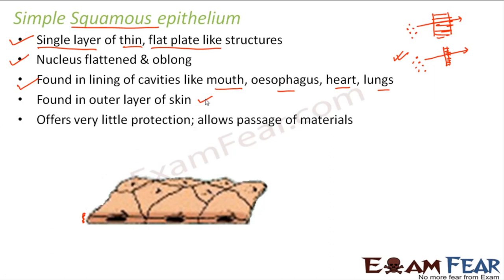It offers very little protection, but allows passage of materials. Now why does it offer little protection? Because it is very thin and flat, so it itself is very delicate, right? So when it is itself so delicate, it cannot provide much protection. However, it allows passage of materials. So the passage of materials is the major function which this kind of epithelium performs.